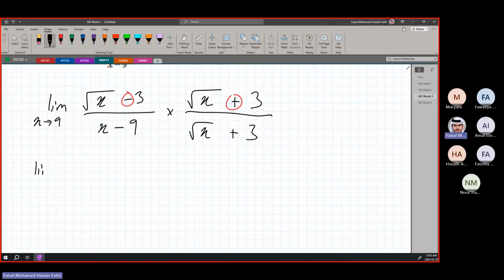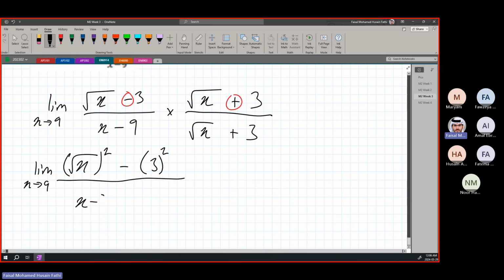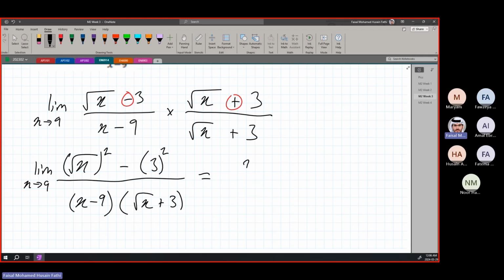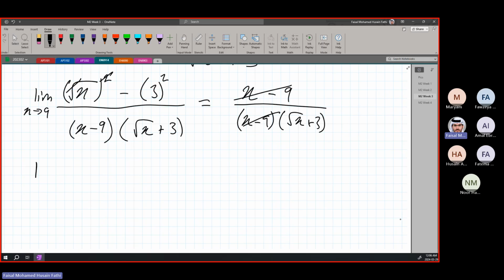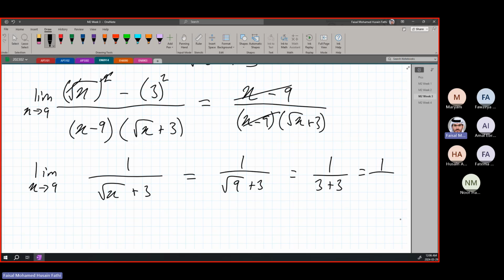This is going to give us the limit as x goes to 9 of a squared, which is square root of x squared, minus b squared, which is 3 squared, for the top part, divided by x minus 9 times square root of x plus 3. So this is equal to x, because the square root and the square will cancel, minus 9, divided by x minus 9 into square root of x plus 3. x minus 9 will cancel with x minus 9 at the bottom. You are left with the limit as x tends to 9 of 1 over square root of x plus 3. So it's equal to 1 over square root of 9 plus 3, which is equal to 1 over 3 plus 3, which is equal to 1 over 6.